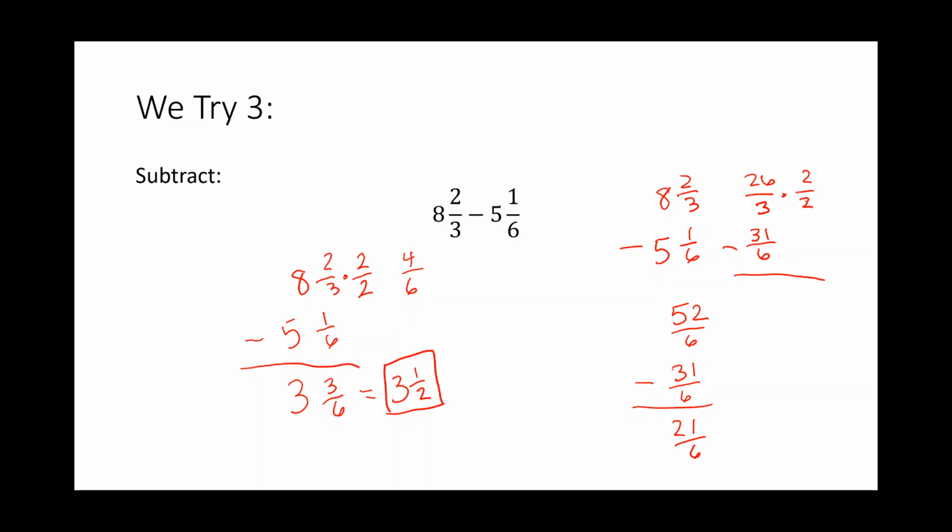So 21 sixths, I should be able to reduce that down. If I want, I can take a 3 out of the top and the bottom. So let's do that. 21 divided by 3 is 7. 6 divided by 3 is 2. I'll get 7 halves. Or that's the same thing as 3 and 1/2. See, look at that. I got the same answer either way. We're doing pretty good.